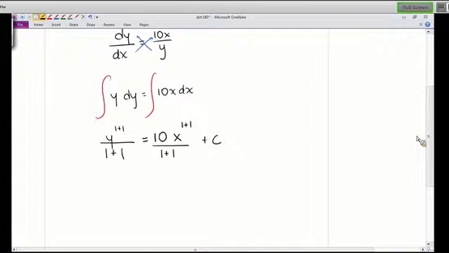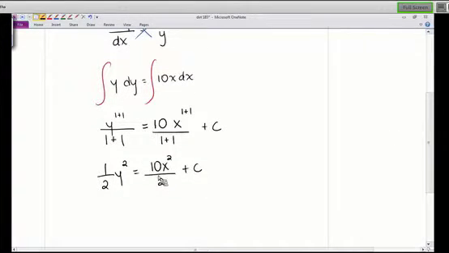I'm just going to clean this up. So we're going to have 1/2 y to the power of 2 is equal to 10x squared divided by 2 plus c. Now what we can do is simplify the 2 into the 10. So we're going to have 1/2 y squared is equal to, 2 divides into 10 5 times, so we get 5x squared plus c. Now again, they're asking us to solve for y, so we're not done yet.